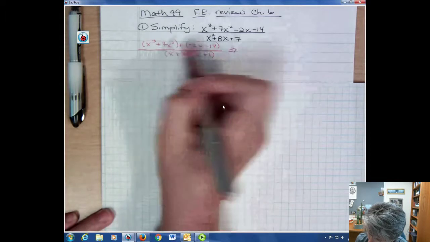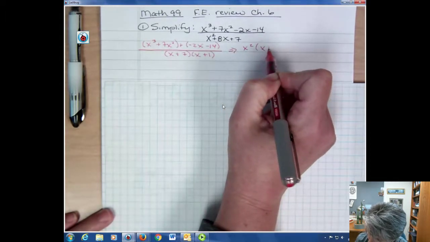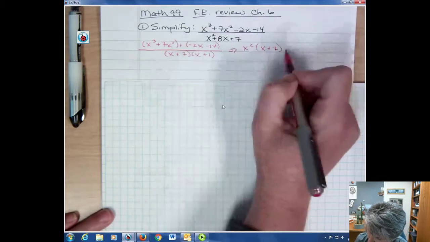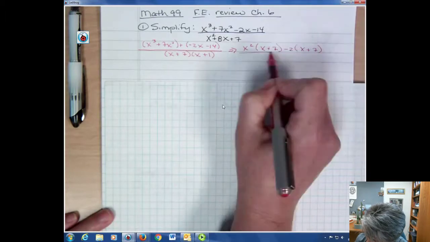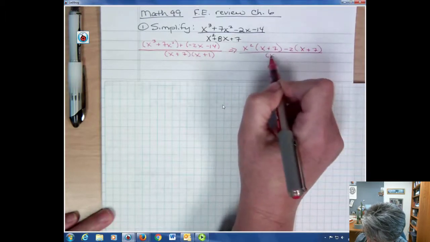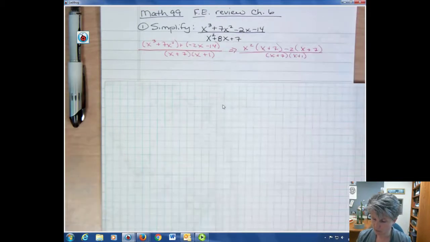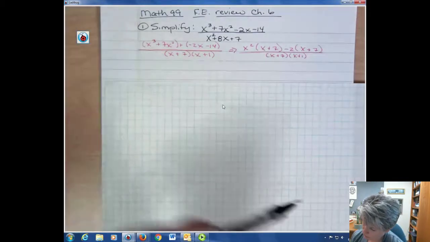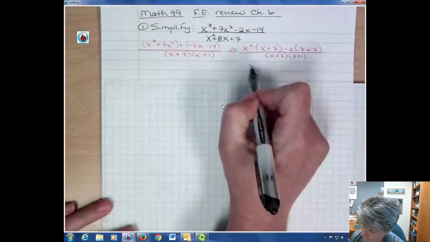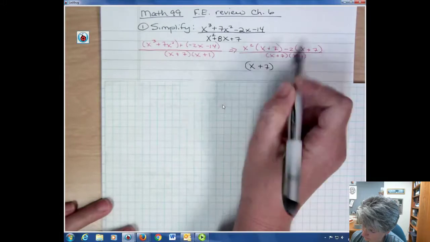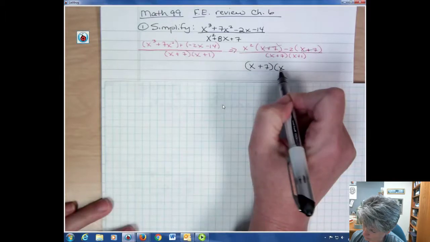Up here I have a common factor of x squared, and that gives me x plus 7. And then I have a common factor of -2, and that gives me x plus 7. And here's where people tend to make a mistake, is they want to cancel right here. You can't cancel when things are still being added and subtracted. They have to be multiplied. So we need to finish this. We have a common factor of x plus 7. Like a common last name, we can take that out. If we take out the x plus 7 on the top, what's left is x squared minus 2.